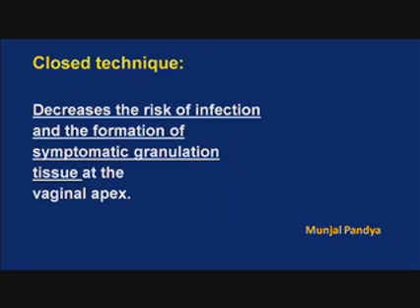I would like to highlight one technique that is known as the Closed technique at this particular step. This technique is beneficial in decreasing spillage of vaginal contents into the abdomen. This technique decreases the risk of infection and formation of symptomatic granulation tissue at the vaginal apex. A curved Heaney clamp is placed across the lateral vaginal apex with its tip extending across the upper vagina, immediately beneath the cervix. A similar placement on the other side allows two Heaney clamps to meet in the midline. Anterior and posterior vaginal mucosa is trapped within the clamp by this technique and does not need to be identified separately.